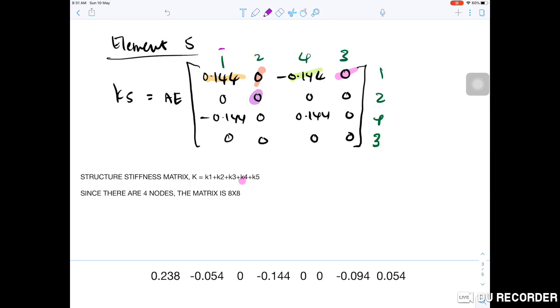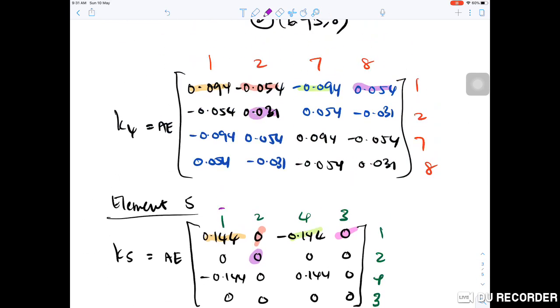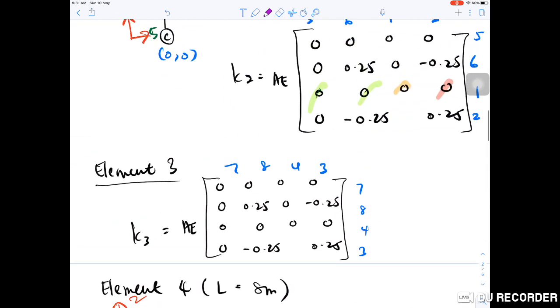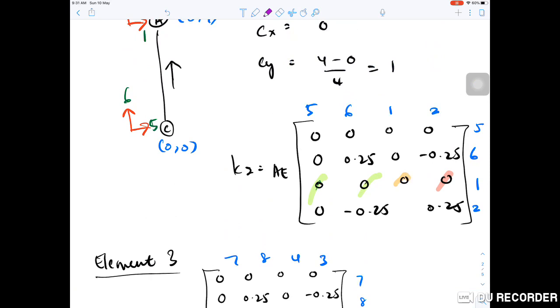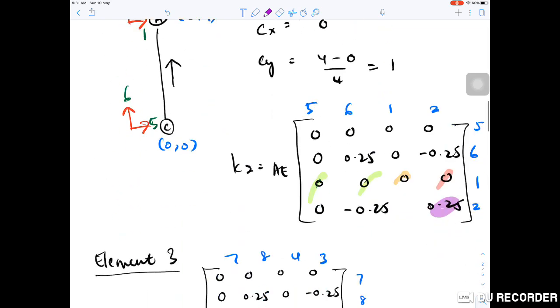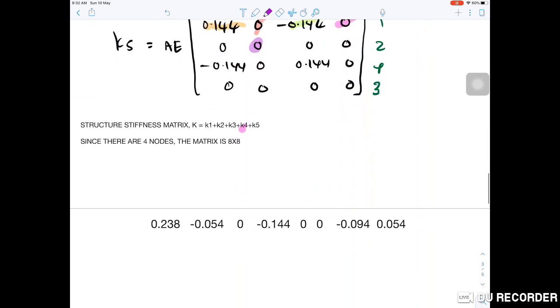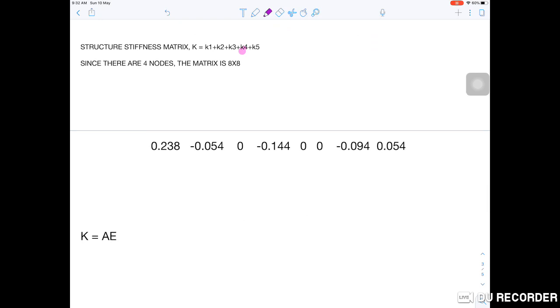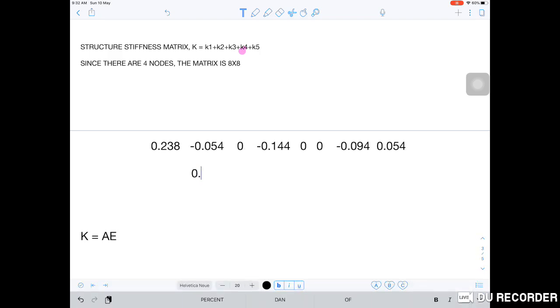2 2 here is 0.031. Find another 2 2. Here 2 2 is 0.25 plus 0.25, no more. So it is equal to 0.281. Okay, 2 3.